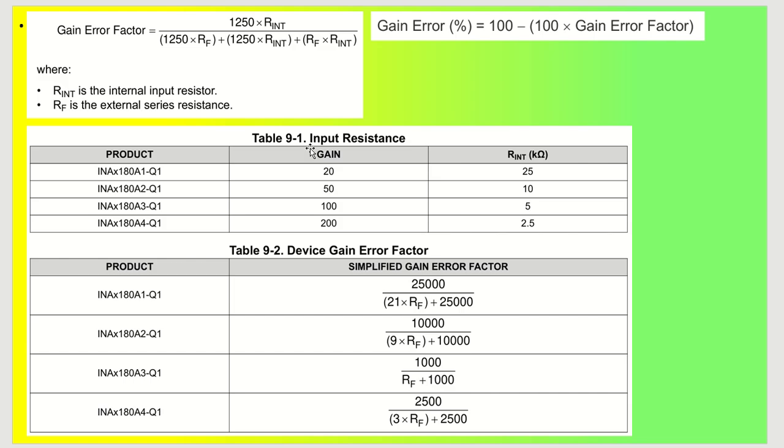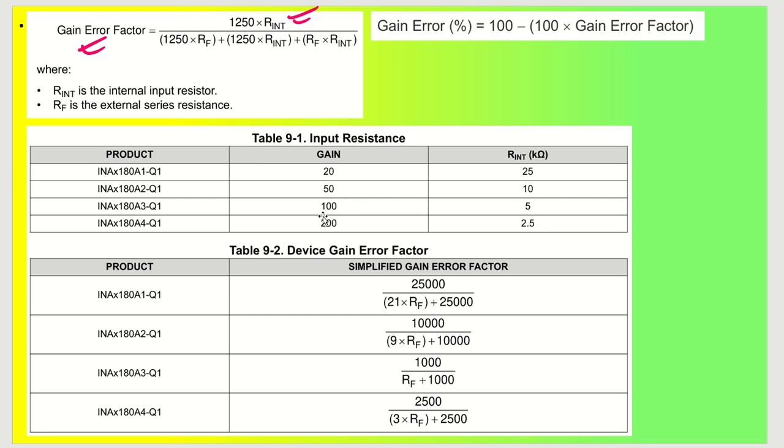Let me just quickly give you those settings. We have a gain error factor which can be designed with the internal resistor multiplied by 1250 and divided by the RF value and internal value. Internal is nothing but the internal input resistance. And as you can see, for different devices like A1 type, A2 type, A3 type, A4 type, we have different resistors internally, so we have to take these values into account.